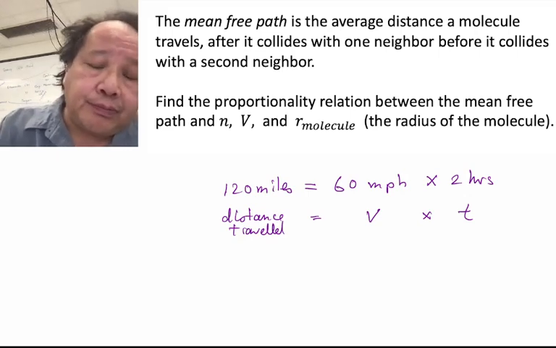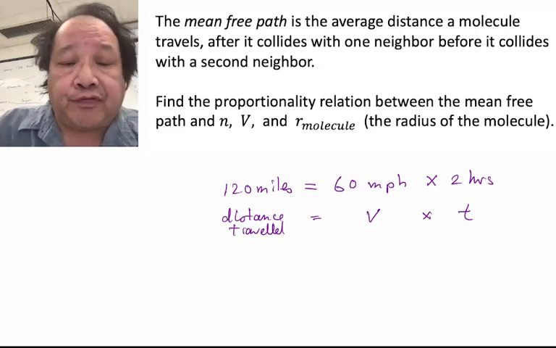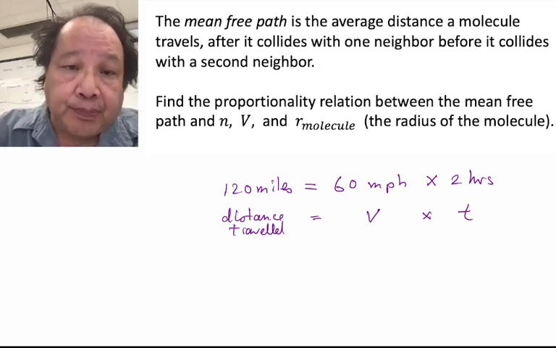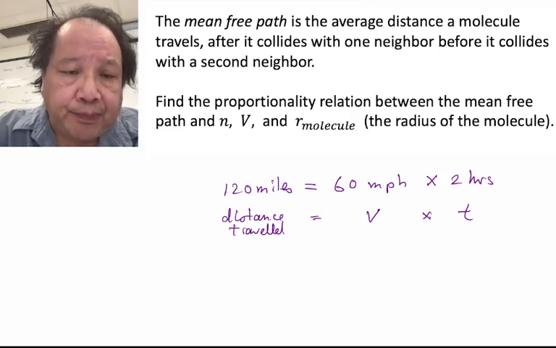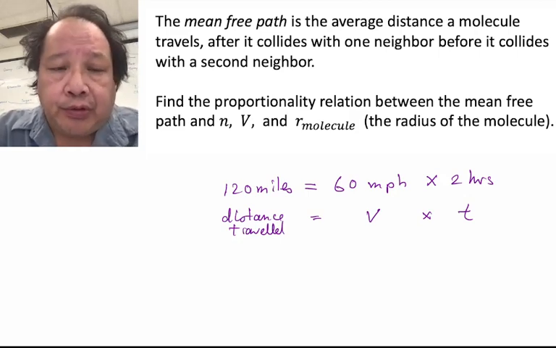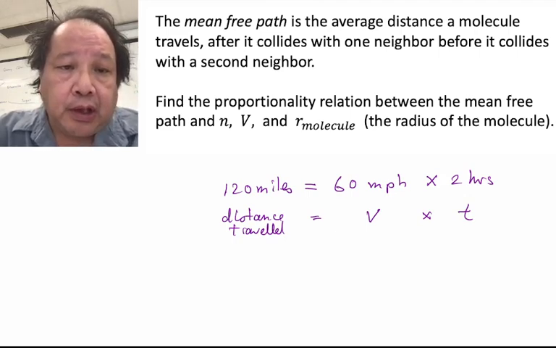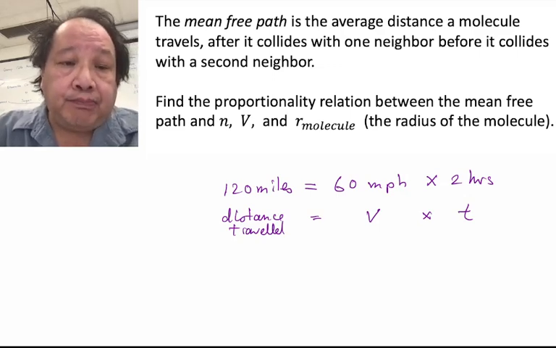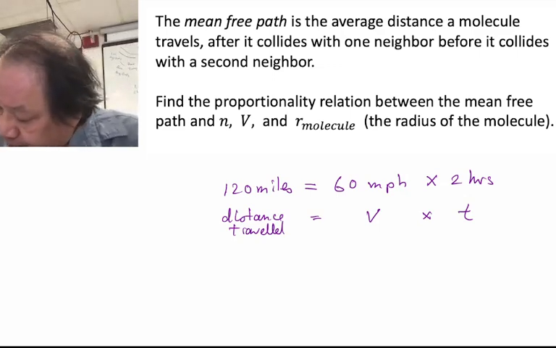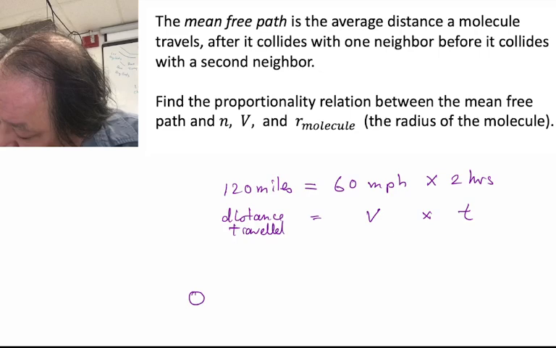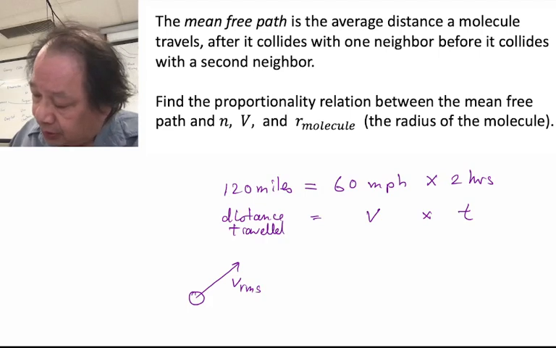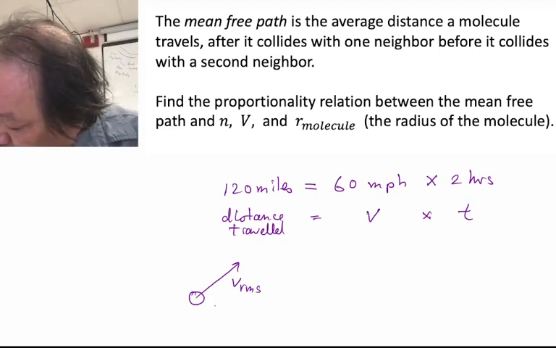Now, to solve this problem, we should use Polya's method, and the first step of Polya's method is understand the problem. And I think the issue we're facing is we don't yet have a clear picture of what the mean free path is. And so we should start off in understanding this by drawing a picture. Here's a molecule, and it's traveling at a velocity v RMS, gas molecule, and we're looking at the time between collisions.